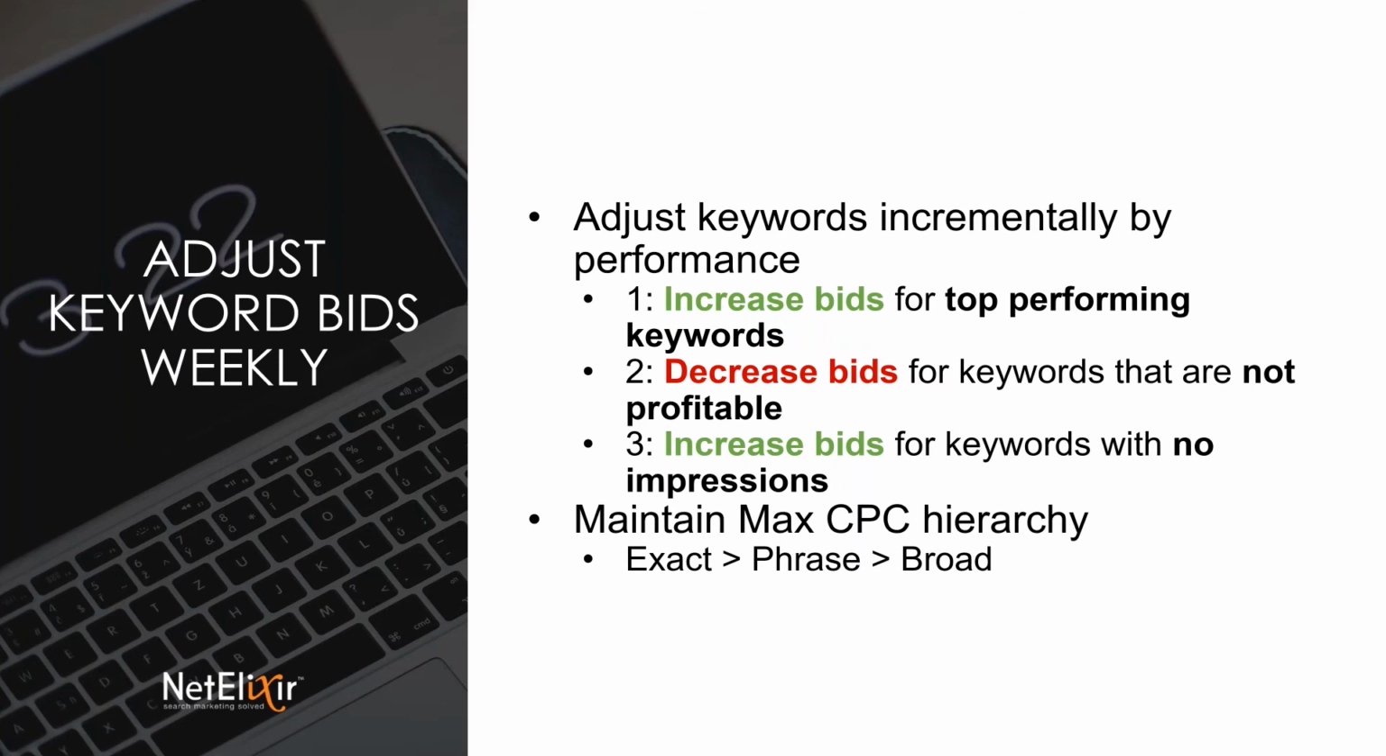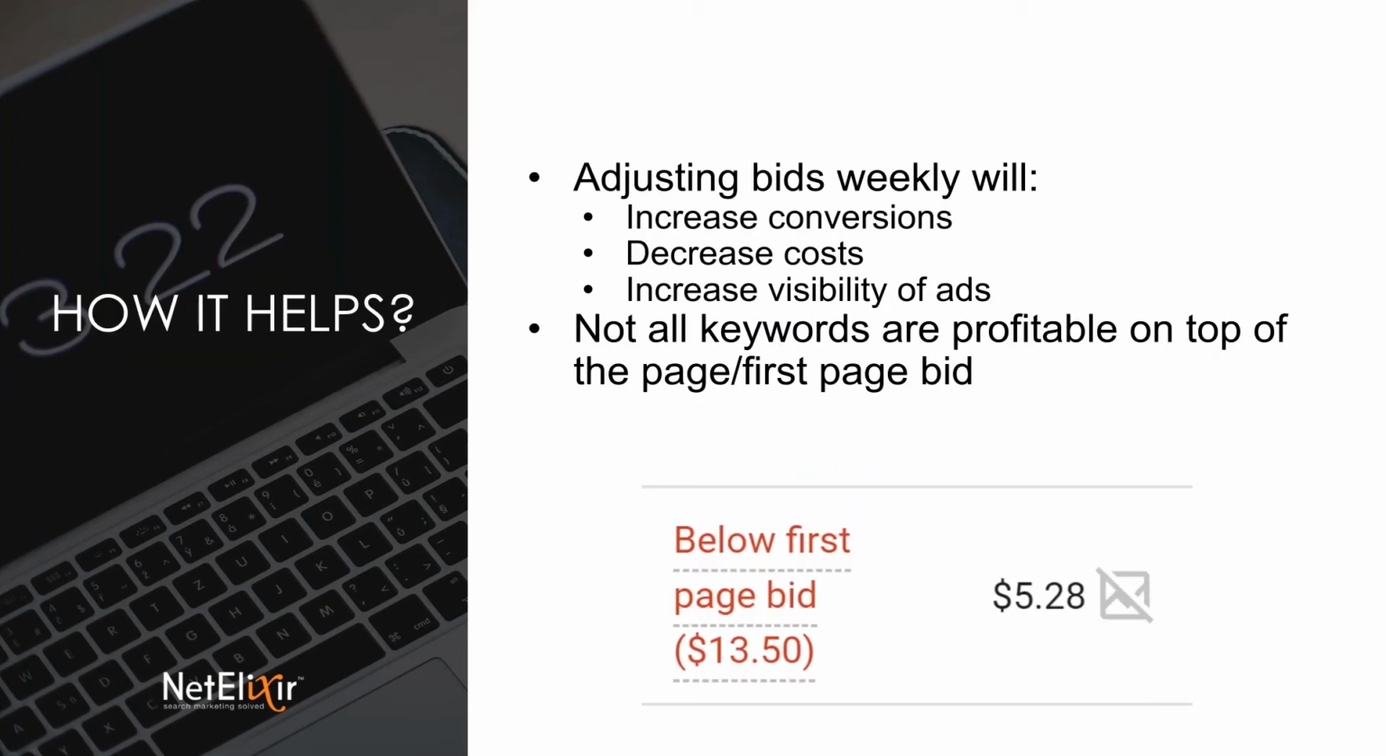All right, so how does adjusting keyword bids on a weekly basis help your account? So first, you'll increase your conversions by increasing bids for those keywords that are already working. You'll also be able to decrease bids and spend less on keywords that just aren't as profitable as some of those higher performing ones. And you'll be able to increase the visibility of your ads through increasing bids for keywords that just don't have any impressions yet.